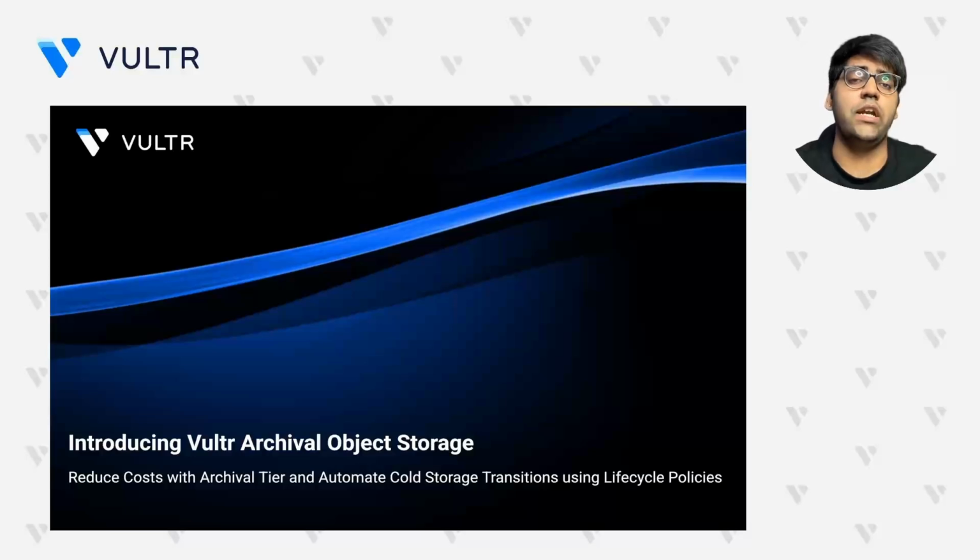We'll provision a dedicated Vultr Archival tier subscription and then look at how to enable archival transitions for selected buckets within an existing standard object storage subscription using custom lifecycle policies. So, let's get started.